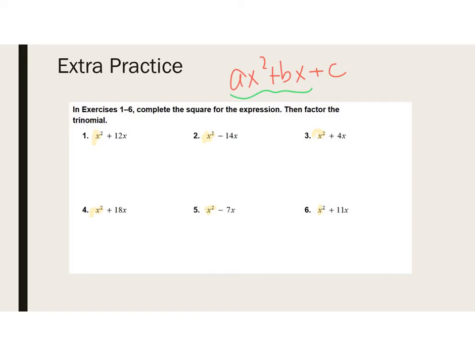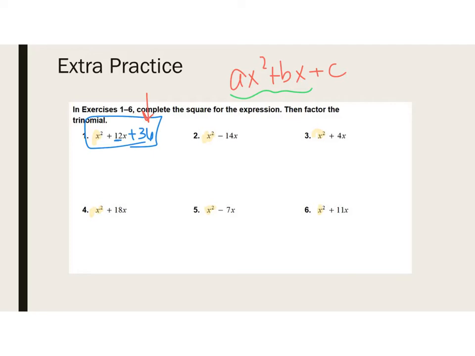So the first step was to take half of b. So b here is 12. Half of 12 is 6, and then you're going to square it, and it's 36. So that becomes my perfect square trinomial. So completing the square just means to put a plus 36 on the end. That is completing the square. You made a perfect square trinomial.